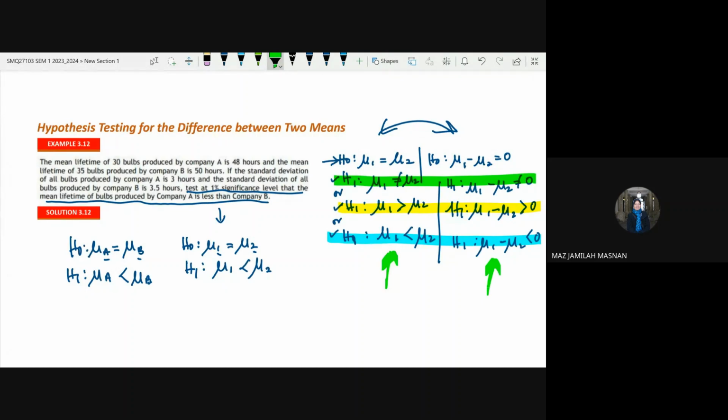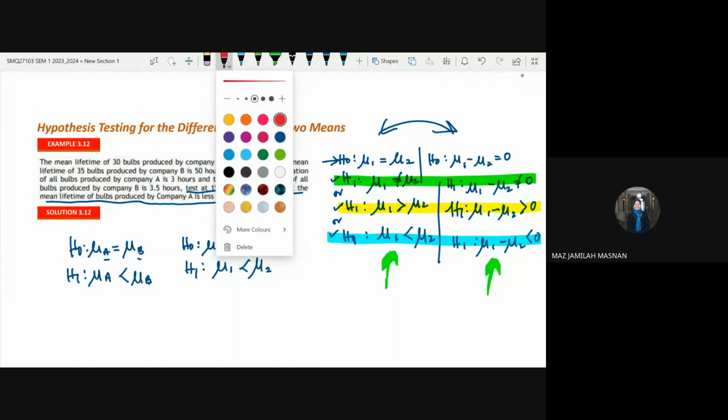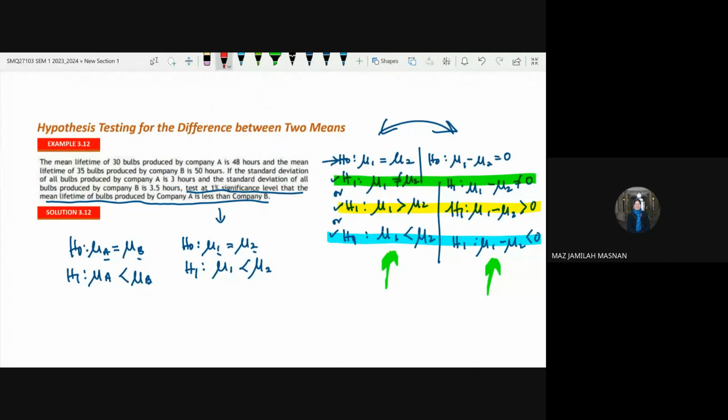Class, at this point, do you have any question on how to come up with the notation of your statement to be tested? Any question here? Anybody who's still confused or doesn't understand? Anybody, class? Are all okay?